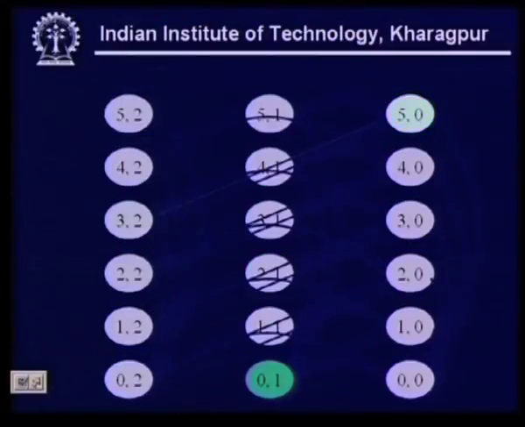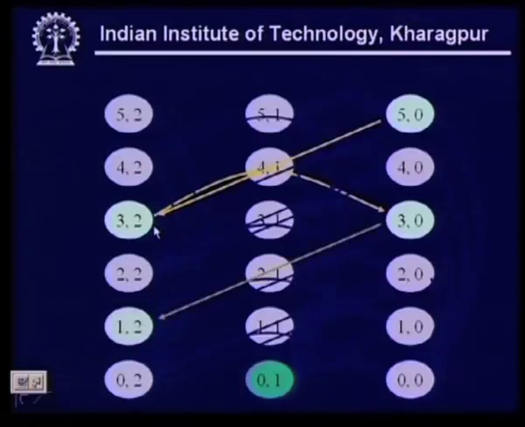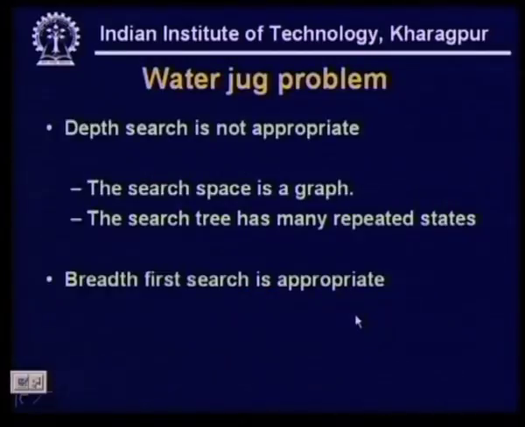And now, if we do a search, we find that the optimum solution will go from 5 0 to 3 2, then from 3 2 to 3 0, from 3 0 to 1 2, and from 1 2 to 1 0, from 1 0 to 0 1. So, we have a solution which requires 5 steps.